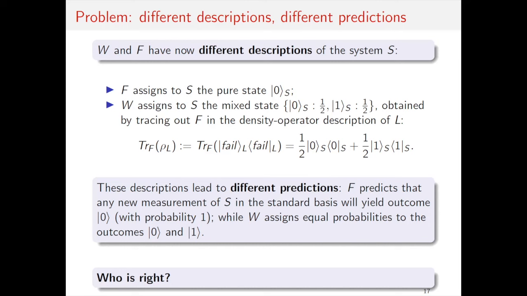So these lead to different predictions. F predicts that any new measurement of S in the standard basis will yield 0 with probability 1. W assigns equal probabilities, half-half to 0, 1. The question is who's right? Why the concept of being in a... My quantum mechanics is a long time ago, but the system is in a superposition state between 0 and 1. And then every time.